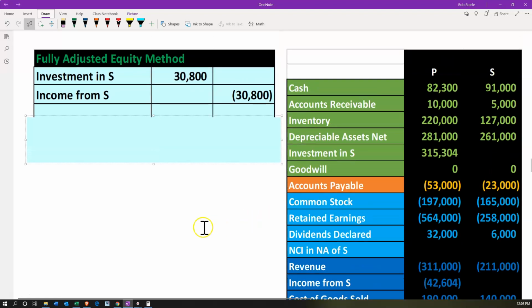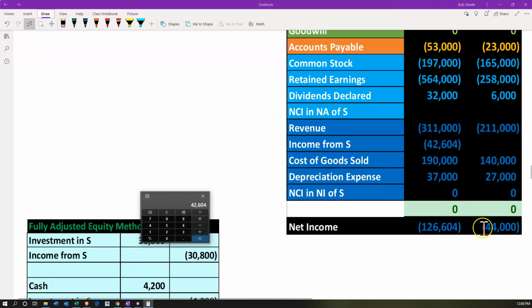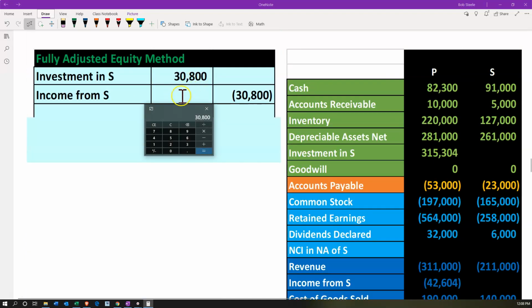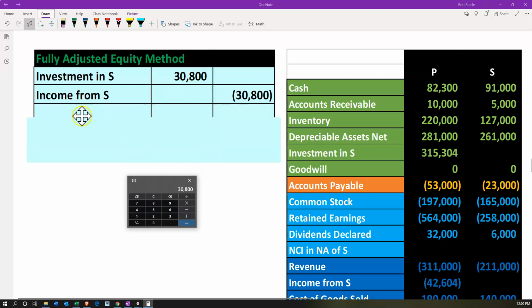So we're going to do the fully adjusted equity method, meaning we're going to actually adjust for what S, the subsidiary, recorded, and for these consolidation effects that will take place, including the intercompany transaction within our equity method calculation. All right, so we'll start off with our normal equity method calculation, which is simply to take the net income. S had net income of 44,000. So we'll take the 44 times 0.7, because we have 70%. That's going to be the 30,800. That's going to increase or debit the investment and increase the income from S.